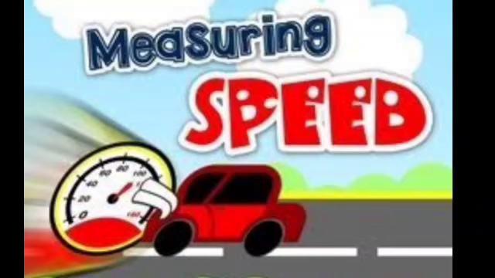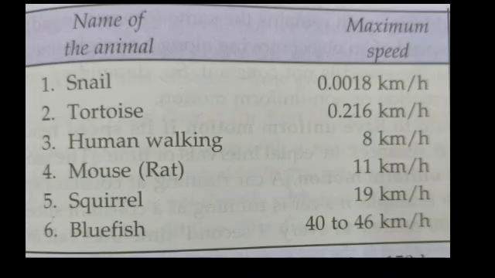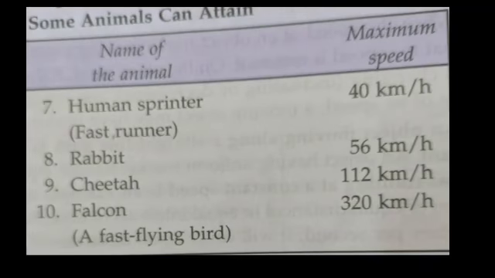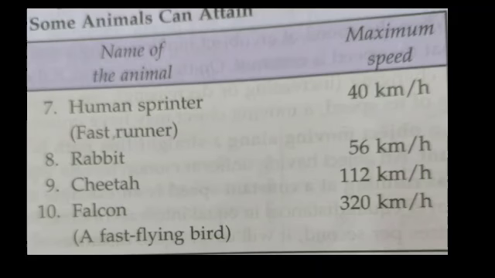Yes, the speeds of some animals: snail 0.0018 km per hour, tortoise 0.216 km per hour, human walking 8 km per hour, mouse 11 km per hour, squirrel 19 km per hour, bluefish 46 km per hour, and human sprinter, a fast runner, 40 km per hour, rabbit 56 km per hour, cheetah 112 km per hour and falcon 320 km per hour. Okay, a fast flying bird is the falcon. Clear?